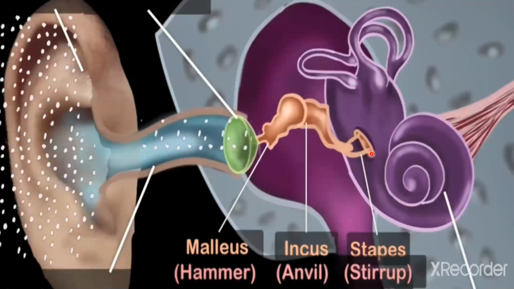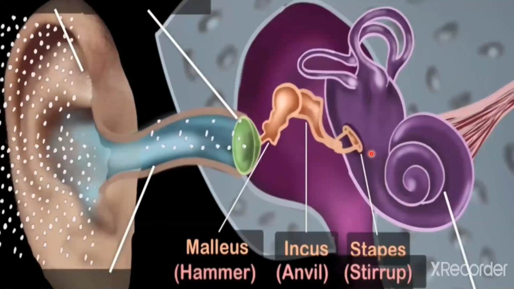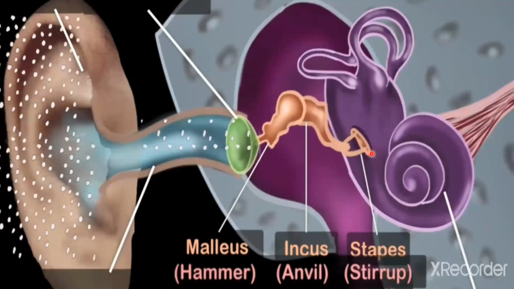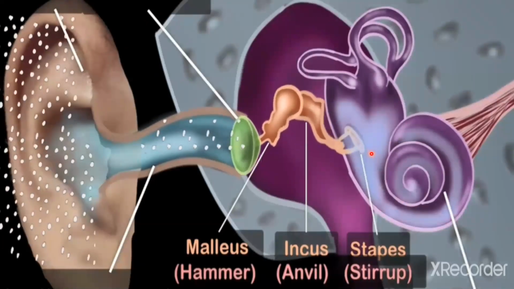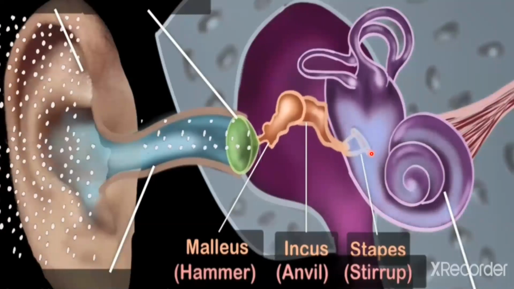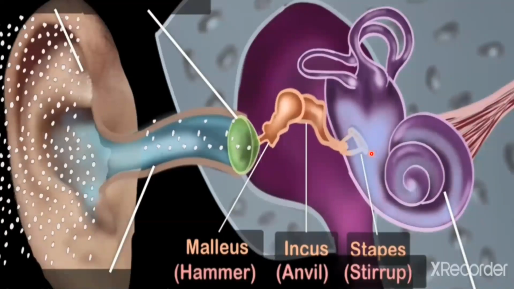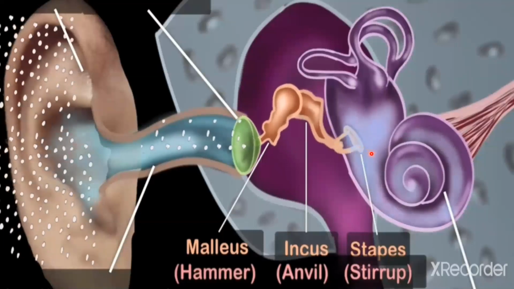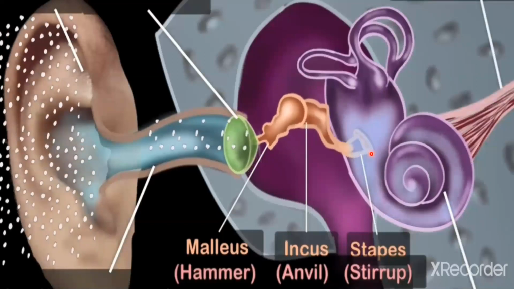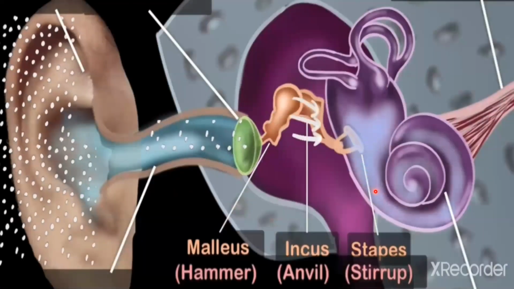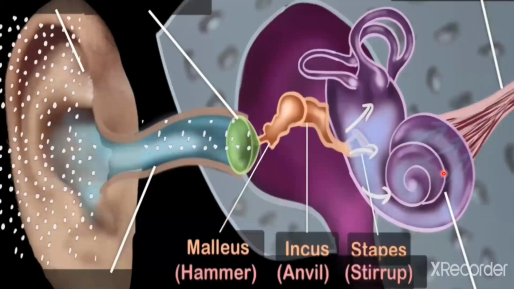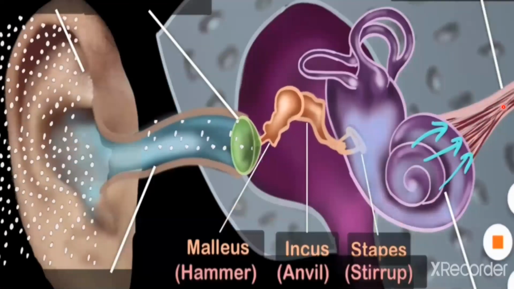The receptor cells generate a nerve impulse, which travels to the brain through the auditory nerve and is interpreted as a sound.